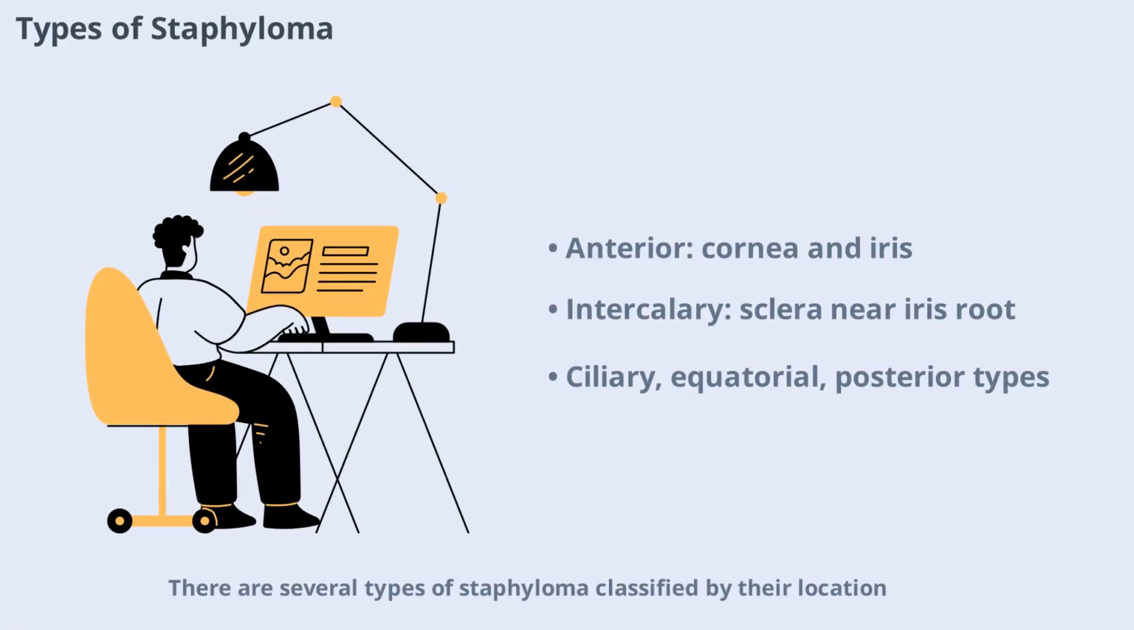There are several types of staphyloma, classified by their location. Anterior staphyloma involves the cornea and iris, usually following corneal ulceration. Intercalary staphyloma affects the sclera near the root of the iris, often seen in absolute glaucoma. Ciliary staphyloma occurs just behind the limbus over the ciliary body, while equatorial and posterior staphylomas involve the sclera and choroid near the vortex veins, or posterior pole, respectively.